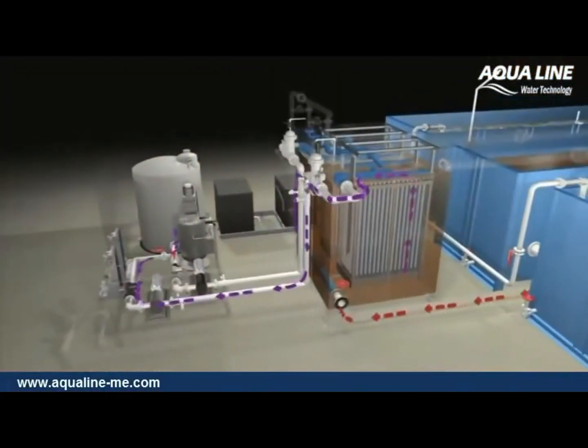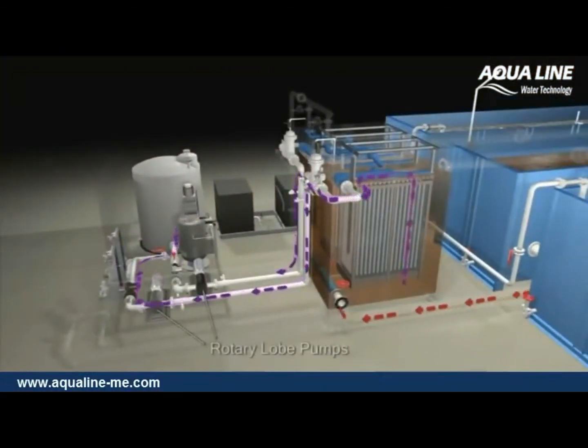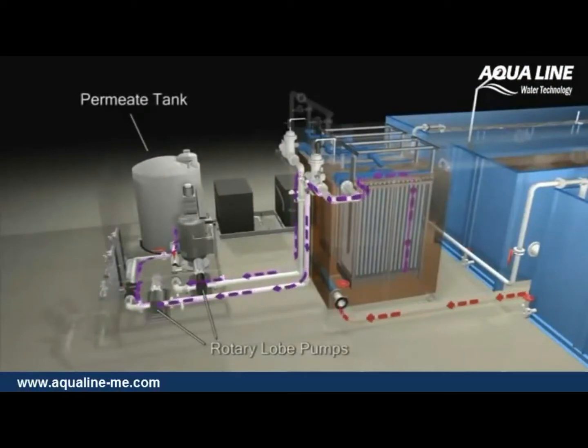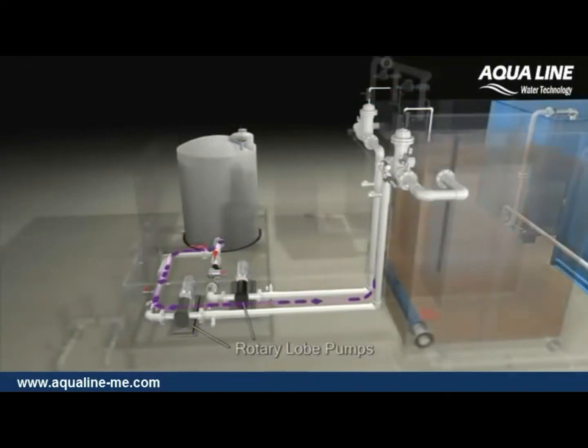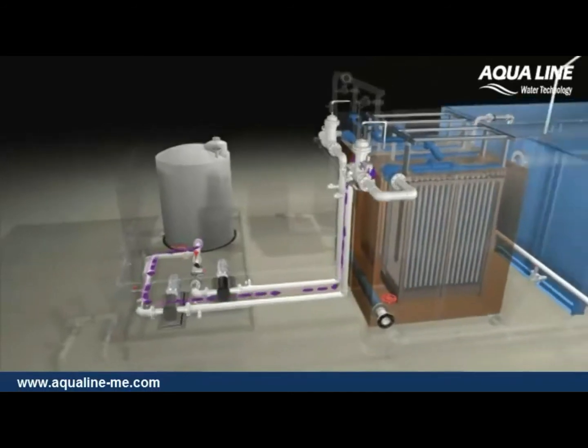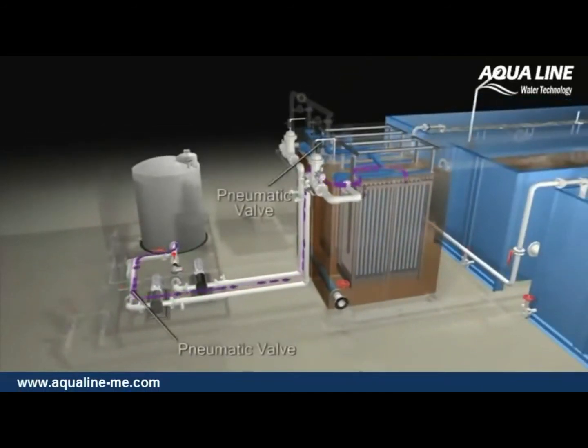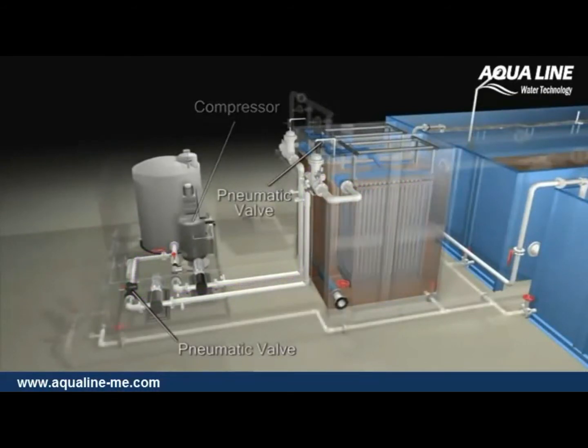The membrane system is equipped with rotary lobe pumps that create suction inside the hollow fibers and draw water through the fiber wall to the permeate collection tank. The rotary lobe pumps periodically reverse the flow at predetermined frequencies and durations to backflush the membrane fibers. Pneumatic valves, as well as pressure and flow measuring instruments, provide continuous monitoring and control of system operation.